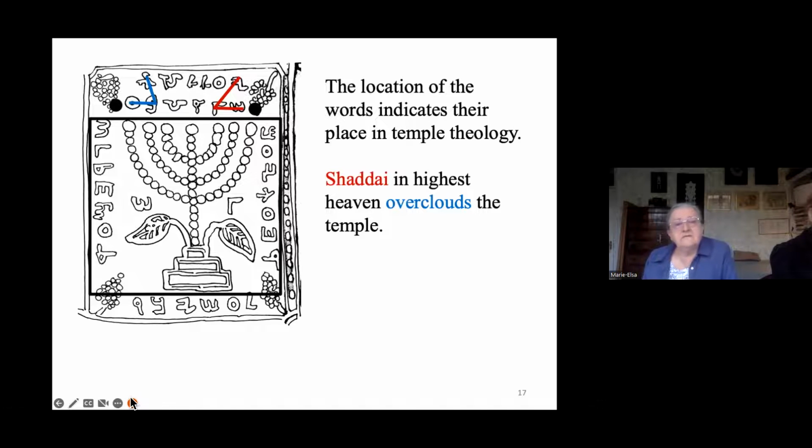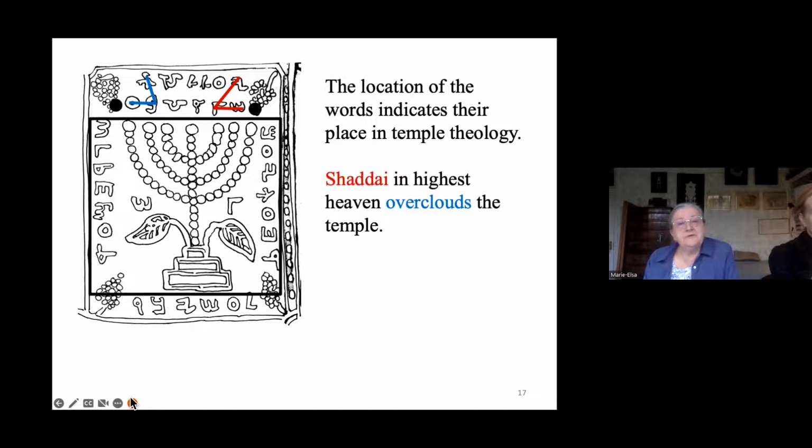Now, the mother figure overclouding important events is familiar from the New Testament. If you remember the account of the Transfiguration, there is a bright cloud. The voice comes from the cloud and says to the disciples, "This," meaning Jesus, "is my son, listen to him." That's the background of that idea.